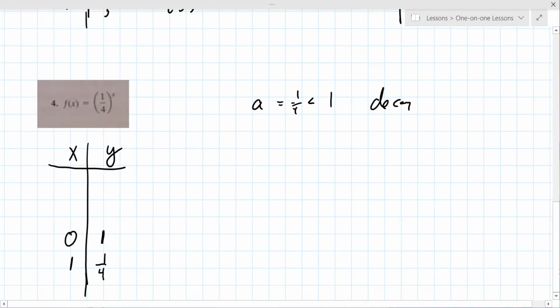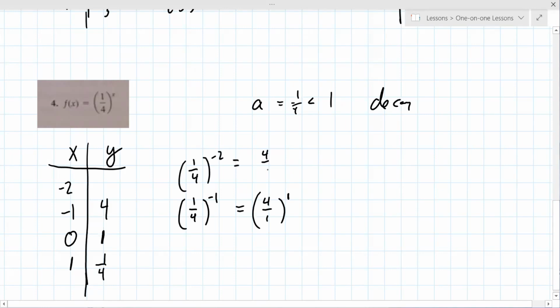And then the question is, where do you go from here? Now, it seems odd, but you're going to actually go to the -1 power because that flips it and makes the exponent positive. So that becomes 4. -2 power is 1/4 to the -2 power. It flips the inside to the power of 2, which is 16. Again, these are hard to graph, but you're going to get something that looks like that.